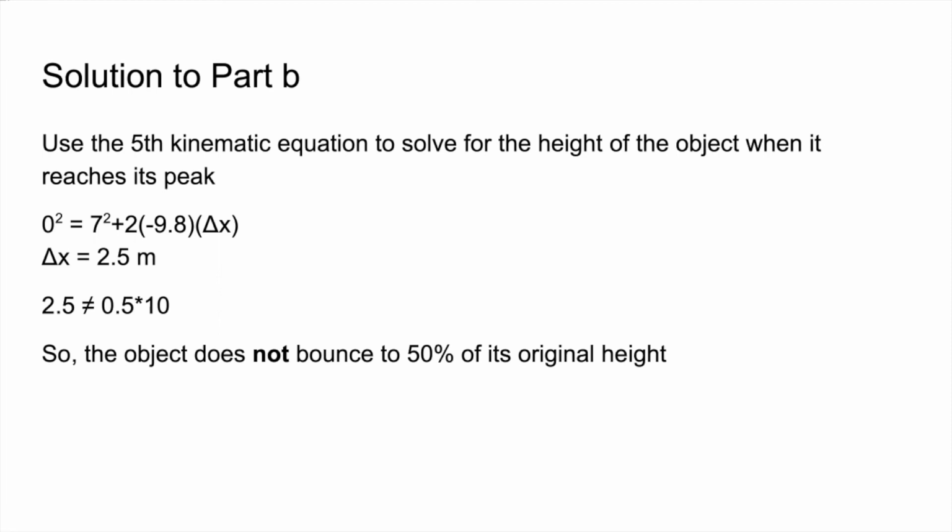And 2.5 is not 50% of 10, so the object does not bounce to 50% of its original height. Your intuition might have said that it does bounce to 50% of its original height. That's what my intuition said. But after I performed these calculations, I realized that wasn't true. So it's important that you always do all necessary calculations in physics rather than just assuming.